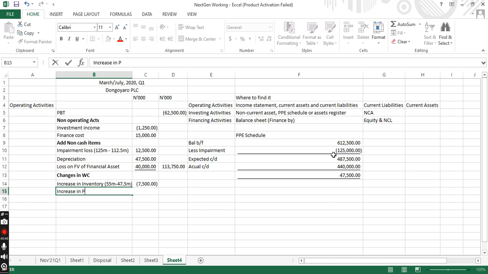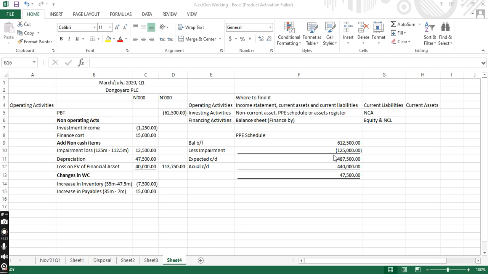Which is how much? 85 minus 70, and that gives us 15,000. What else do we have? Current tax payable.